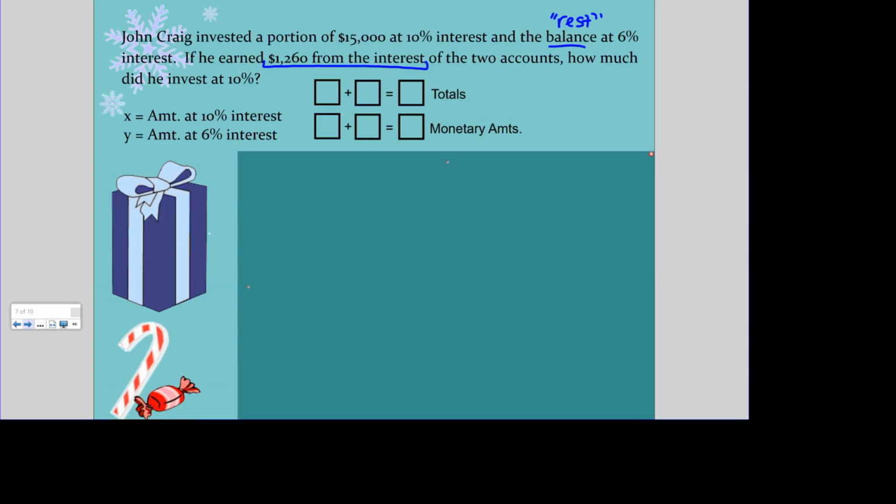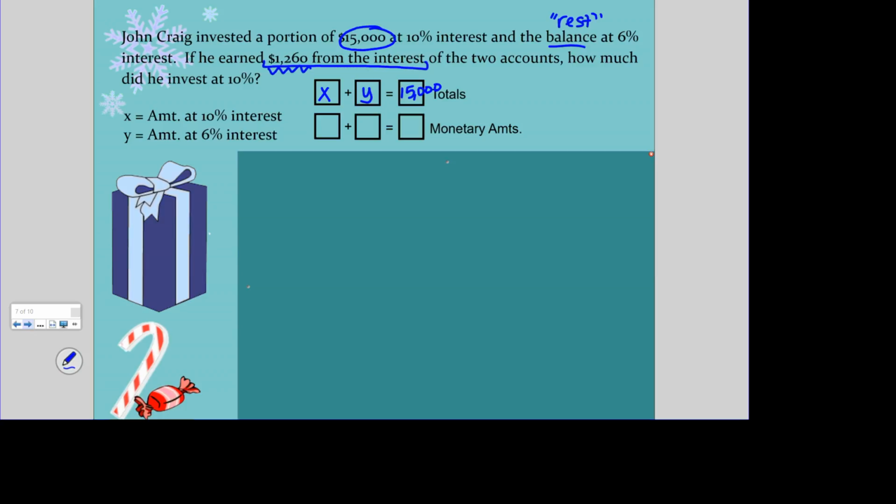So I've named my X as the amount of money at the 10% interest account and the Y as the amount of money for the 6% interest account. We are told he invested $15,000 total. So a portion of it went to the 10% and the rest at the 6%, but the total amount that we're dealing with here is $15,000. You will see a second kind of end result monetary amount, and we'll come to that in a moment, okay? But our totals equation, we're going to name the amount of money we put in the one account plus the amount going to the other account should total $15,000.